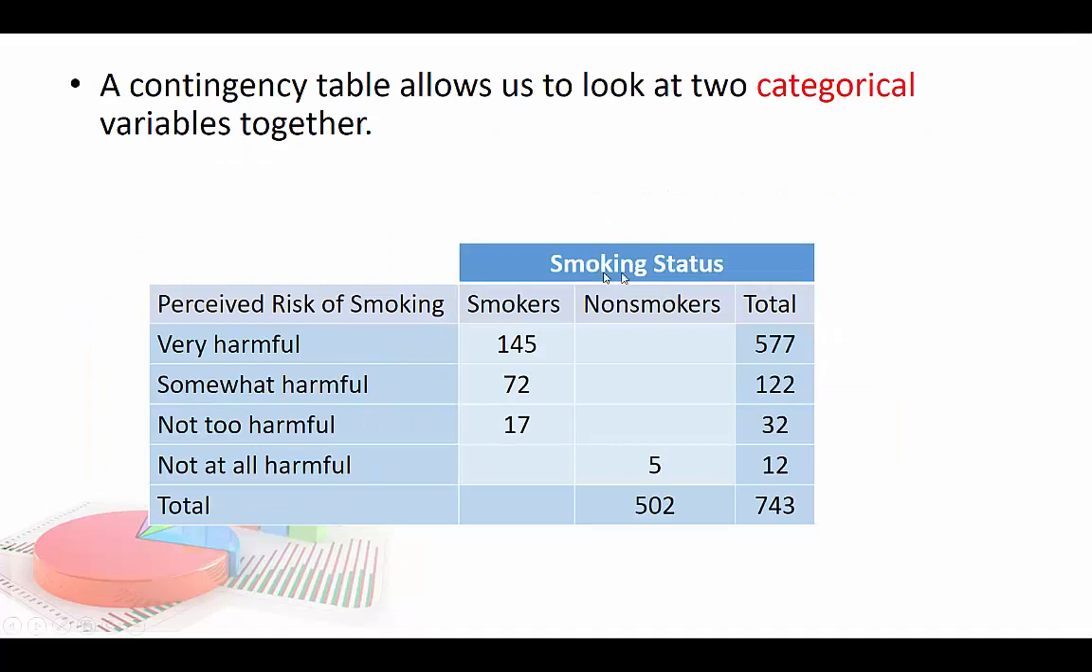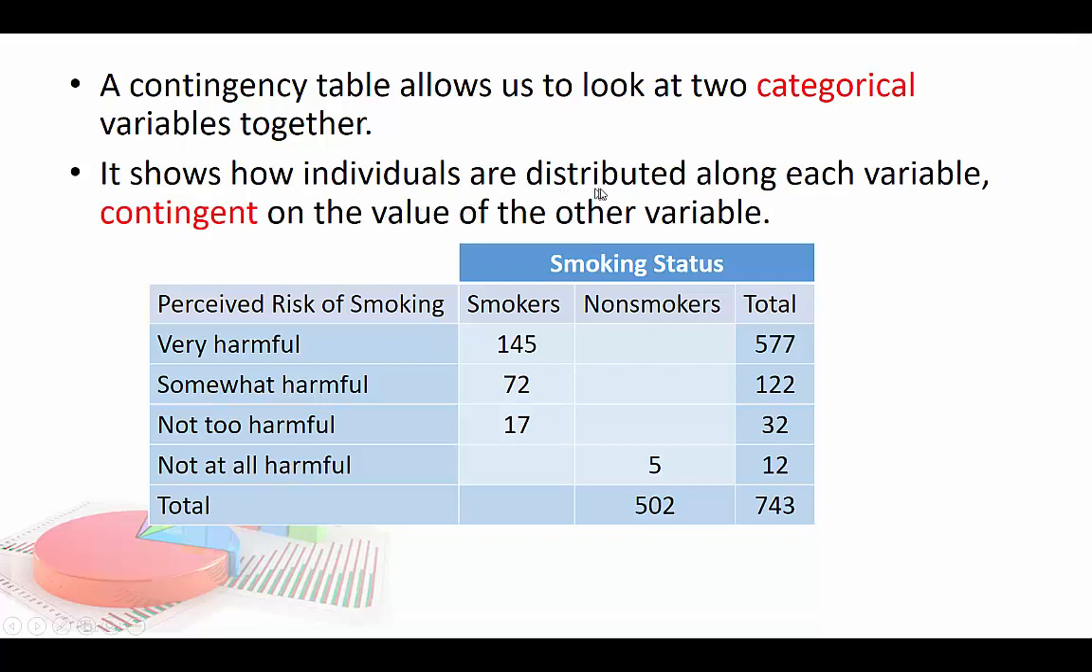These are actually called marginal distributions because they provide information for totals for one type of variable. Now, a contingency table, you can see I have it broken up into two categorical variables put together. So I'm taking the same data, but in more detail. It shows how individuals are distributed along each variable, contingent on the value of the other. So the individuals who thought smoking was very harmful, depending on whether they were a smoker or a non-smoker, their smoking status. So let's go ahead and fill in this table.